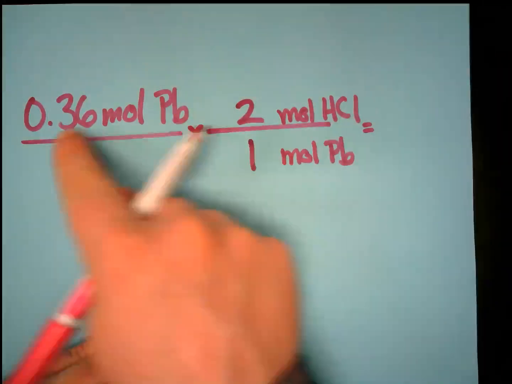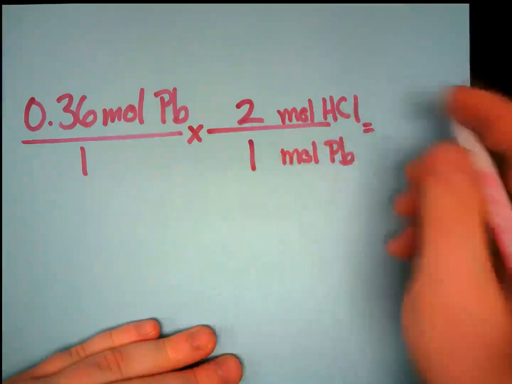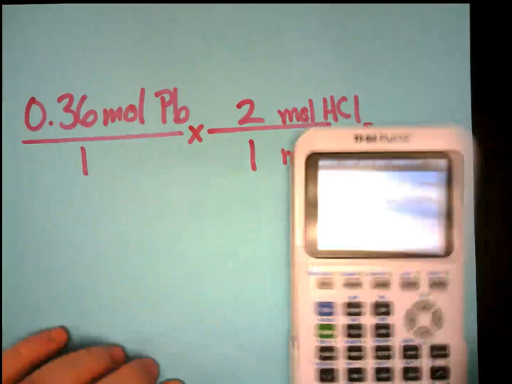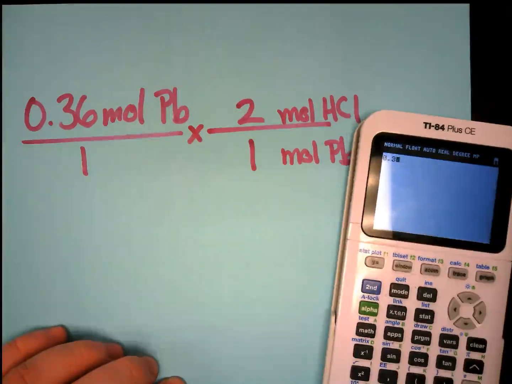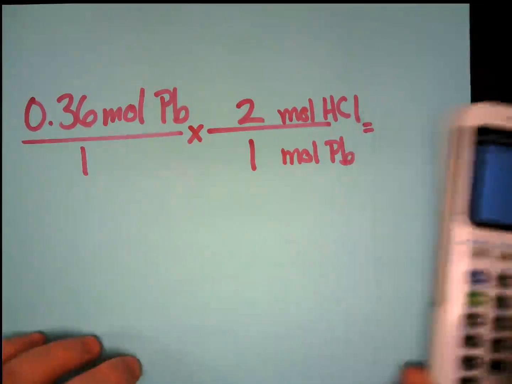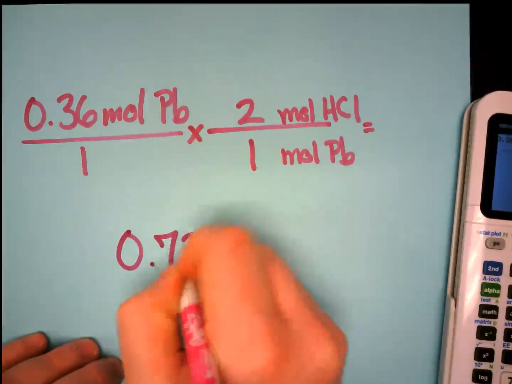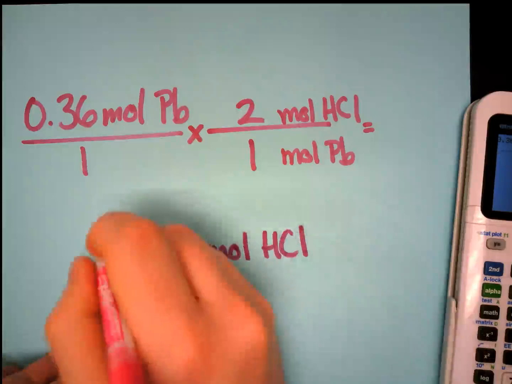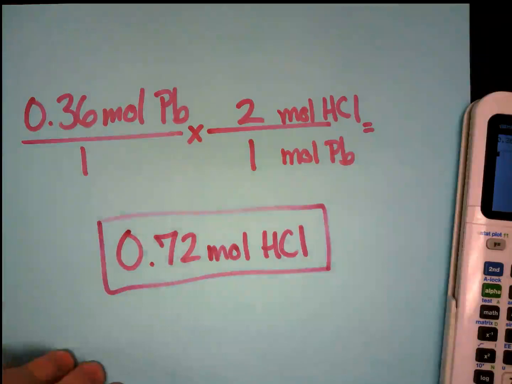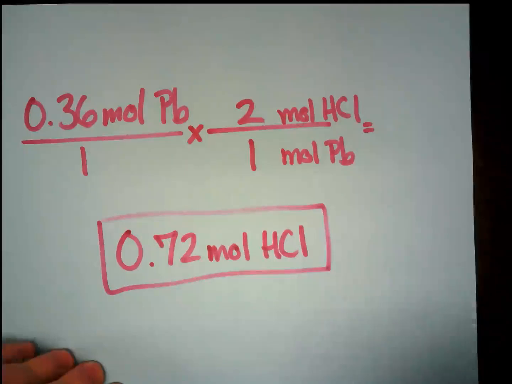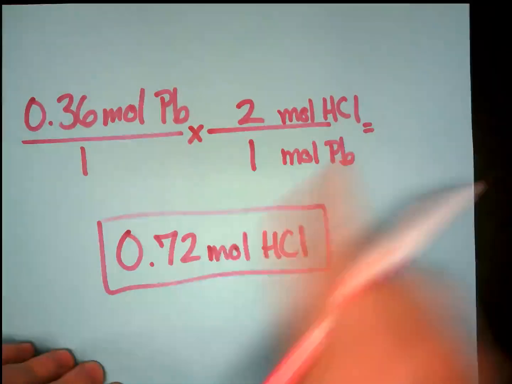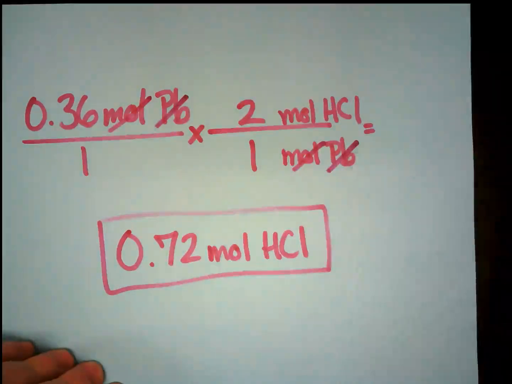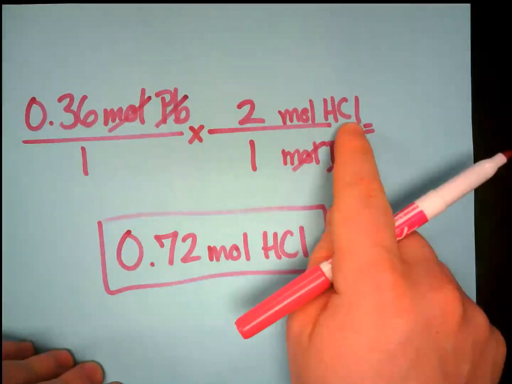Then it's just 0.36 times 2 divided by 1. I'm going to pop this in my calculator. Easy peasy, 0.36 times 2 gives me 0.72 moles of hydrochloric acid that has to react with the 0.36 moles of lead. And I have my answer. Just to work backwards on how we got to moles of hydrochloric acid, remember the moles of lead cancel out here, and all we're left with is moles of hydrochloric acid.